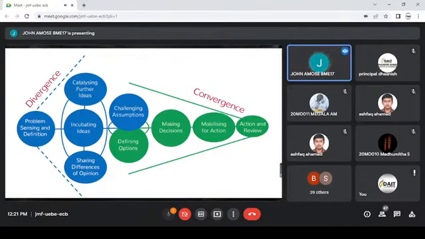Then you kind of start to narrow down. Like I said, on the whiteboard, you have 50 solutions. Now you have to narrow it down. So your critical thinking process starts, and you're trying to evaluate the pros and the cons. Then you're challenging different assumptions that you had already made. You're defining what options you have. Then you're starting to take a decision. And once the decision is made, you're mobilizing for action.